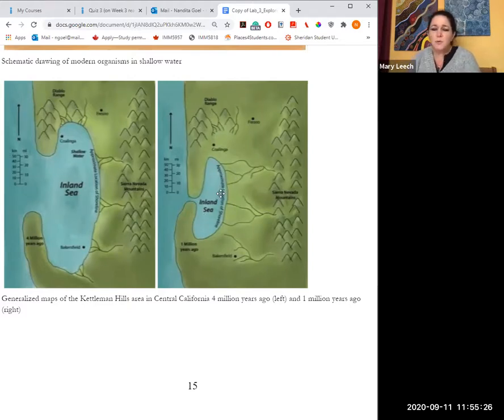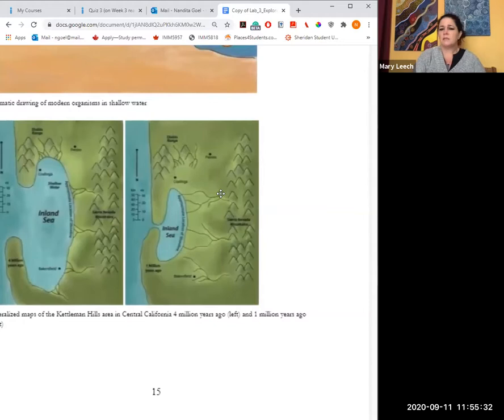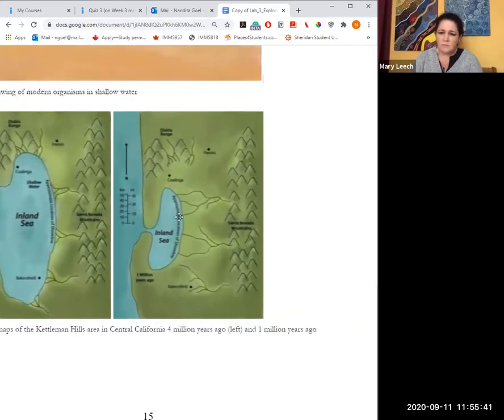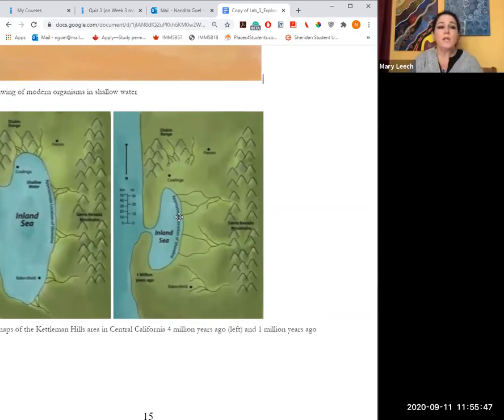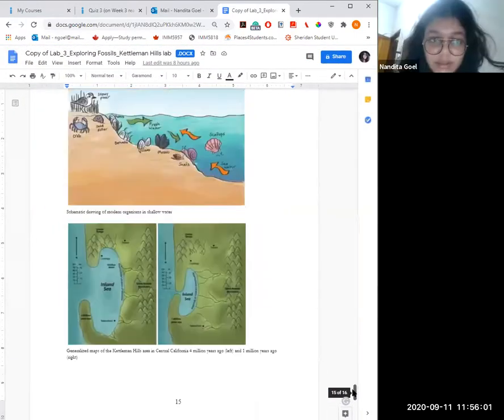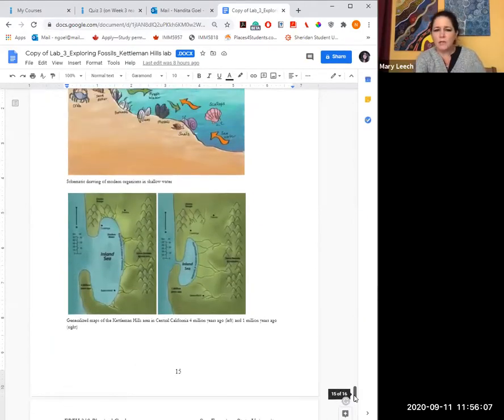You should see deeper water animals in the older layers, and more shallow water or near shore animals at 1 million years ago. There was deeper water 4 million years ago at the site of Kettleman Hills, and it became shallower and shallower as that sea drained, through 1 million years ago. So basically imagine this water level getting lower and lower.